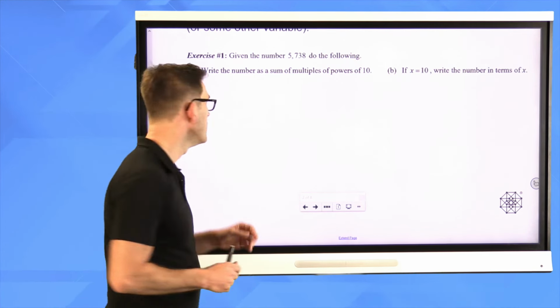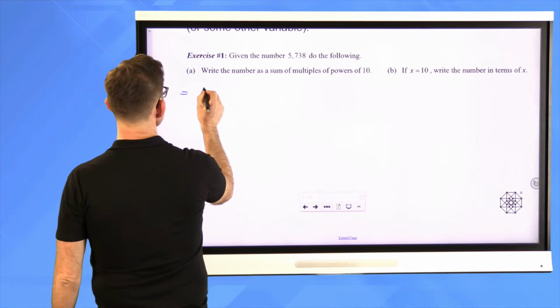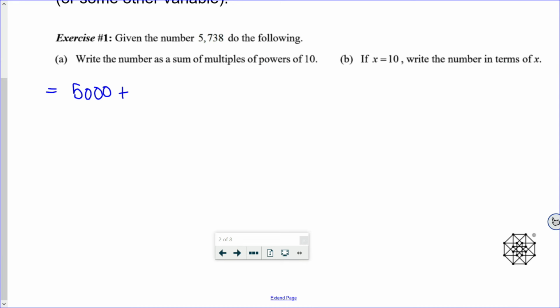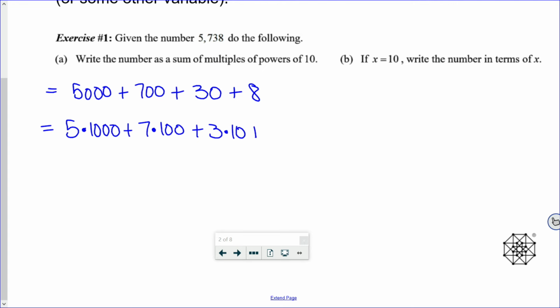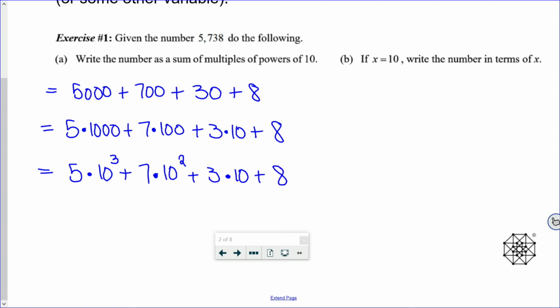All right, so let's do it, right? This number is the same as 5,000 plus 700 plus 30 plus 8. 5,000 is, of course, literally 5 thousands. 700 is 7 100s, 30 is 3 tens, and 8 is just 8. Now, 1,000 is the same as 10 to the third. 100 is the same as 10 to the second. 10 is the same as 10 to the first, but I'm just going to leave it as 10. And then we have plus 8.